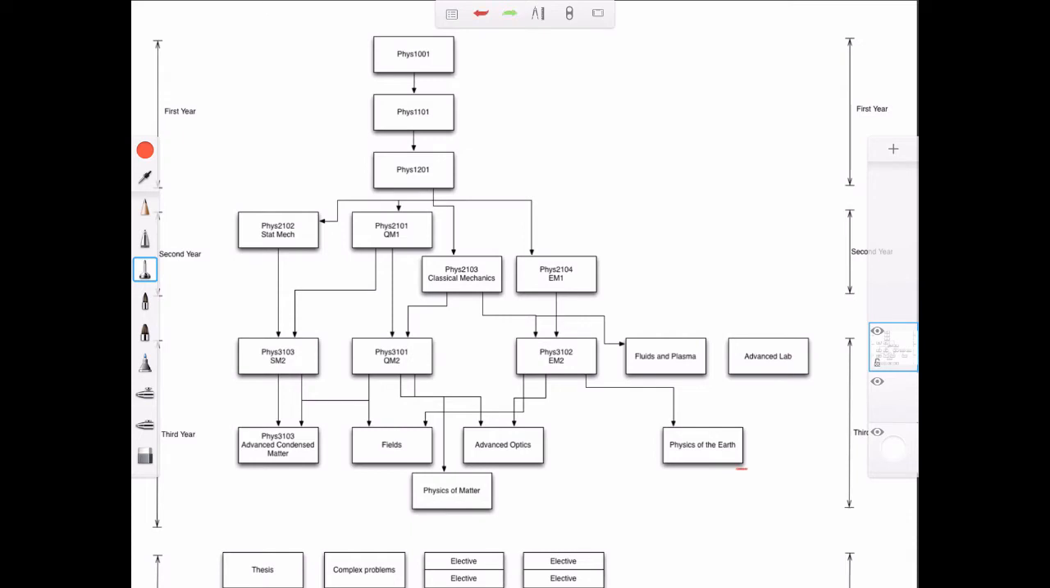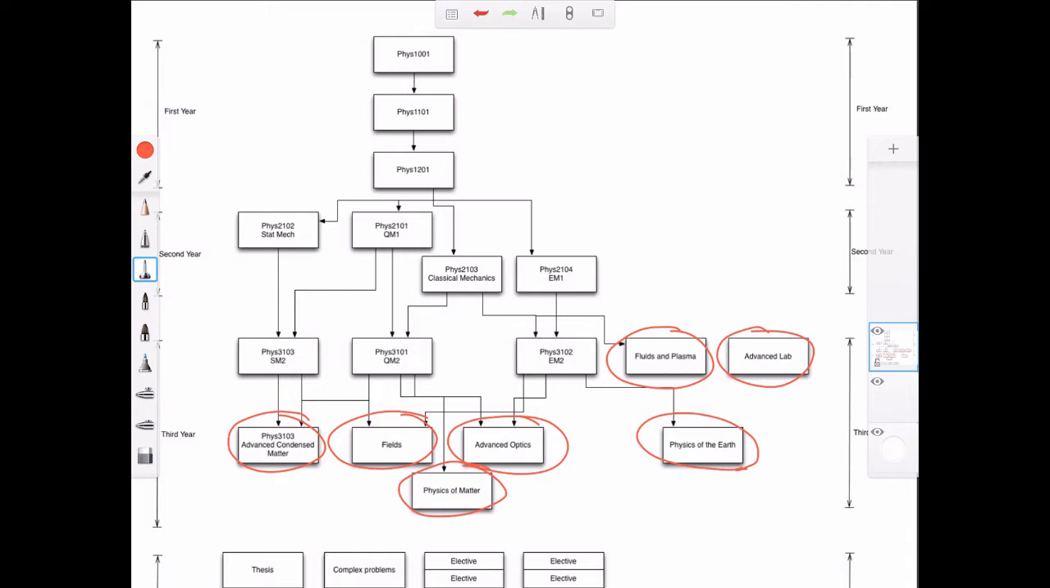Okay, so to recap, we have a fluids and plasma course, we have an advanced lab course, we have an advanced condensed matter course, we have a fields course. We'll talk about what's in these things in a minute. We have an advanced optics course, a physics of matter course. We also have a physics of the earth course, which we need to discuss a little bit more to try and make it more of a synthesis course. And there was a suggestion for a GR course, but if we're going to include that, we need to get that into a more synthesis style as well.